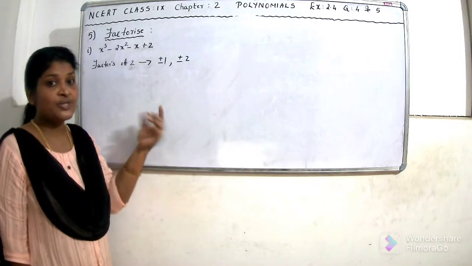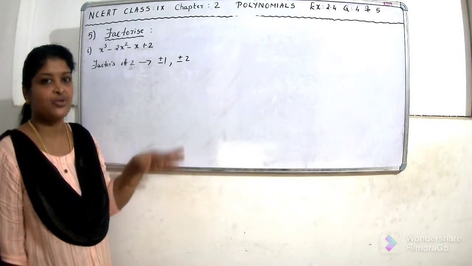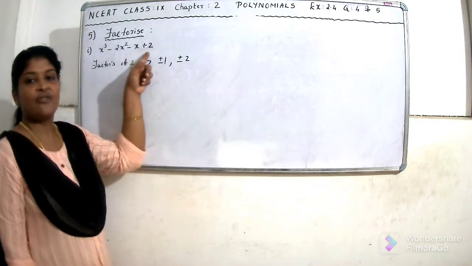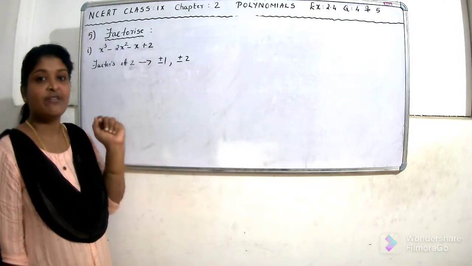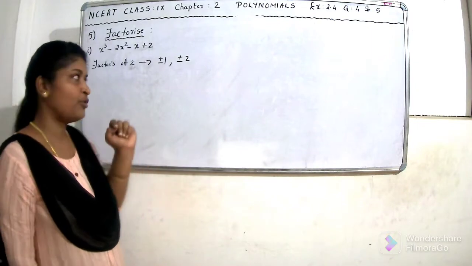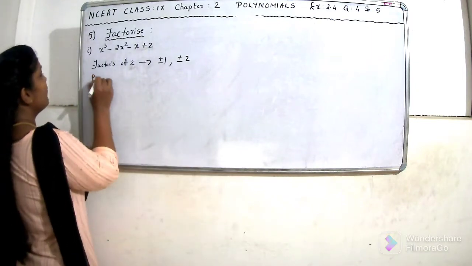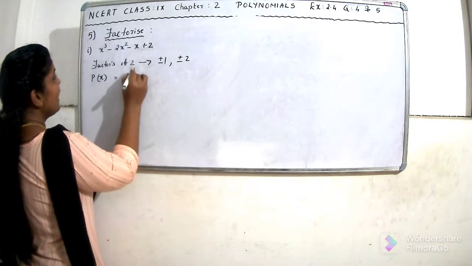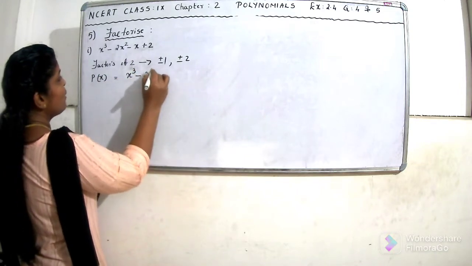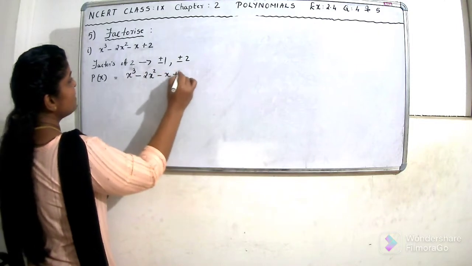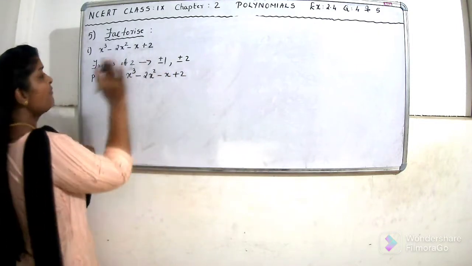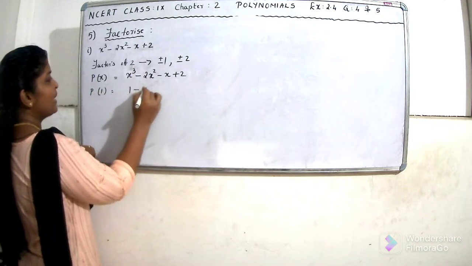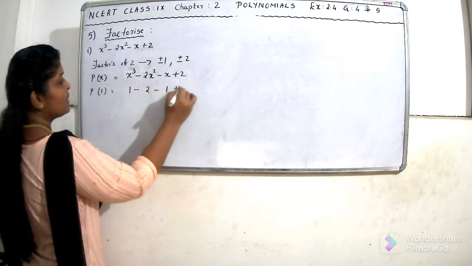Everything we have to substitute? No need to substitute everything. We have to find out when we are getting 0 for this polynomial, that's what we are checking. So the polynomial is p of x equals x cube minus 2x square minus x plus 2. This is the polynomial. First we take positive 1. So 1 minus 2 minus 1 plus 2.